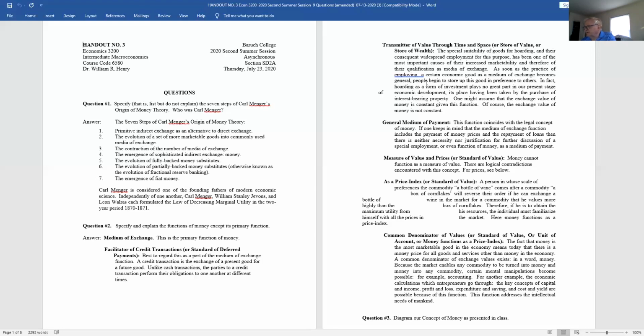And this very function addresses the intellectual needs of mankind. Now, again, because there are money prices for everything, every good, every service, certain mental manipulations become possible. And you don't have to be an accountant, but you can look at something and determine its monetary value. For example, this watch is, I think, around $200 when I bought it. I don't know what it would be now. It's kind of a collector's item.